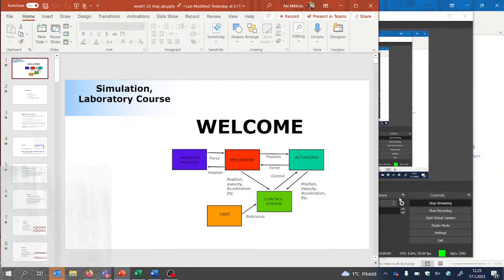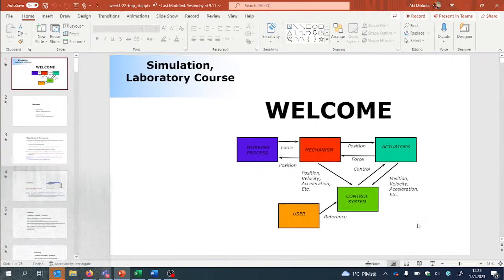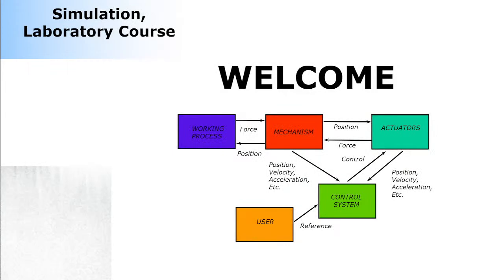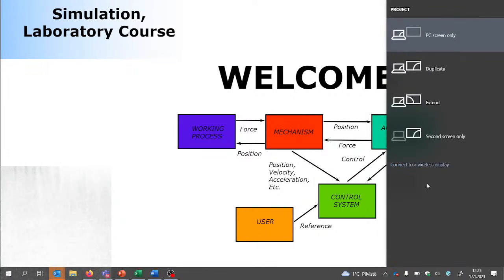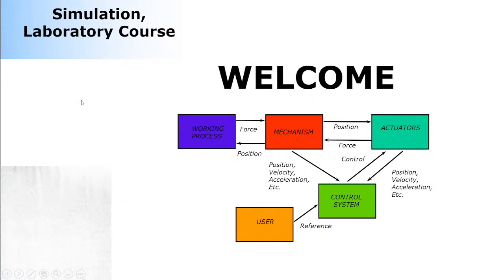Okay, so let's just get started. The one more thing that needs to be done is that I need to display like this. What was the key combination that I need to use here? Windows B. And it was extended or duplicate? Duplicate. Okay, so now it's duplicate. But the projector is not coming. HDMI 2.